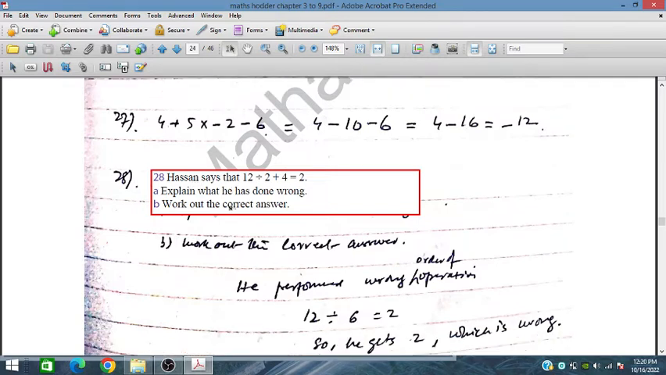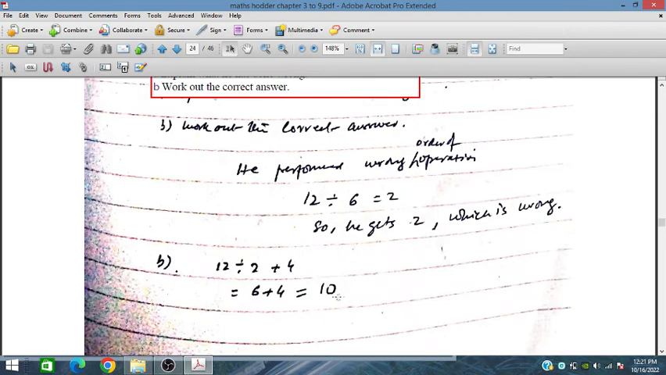Number 28 problem: Hassan says that 12 divided by 2 plus 4 is equal to 2. Explain what he has done wrong. So he actually added this one first and then divided by it to get this, which is wrong. This operation has to be corrected by performing this division first. So this becomes 6 plus 4, which is equal to 10. The correct answer should be 10.